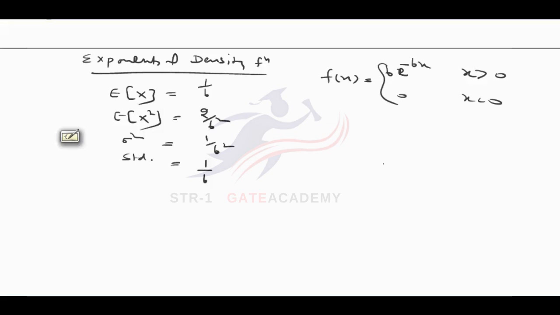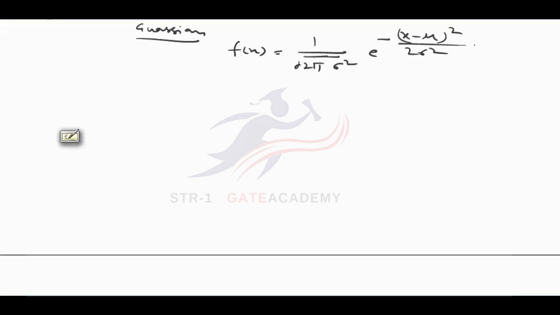Now we discuss an important function, the Gaussian density function, which is very useful in communication. Now we discuss the Gaussian density function on the next page. If a PDF is Gaussian in nature, then the function is defined in this way: 1 upon root of 2 pi sigma square, e power minus (x minus mu) whole square upon 2 sigma square, where mu is the mean value and sigma is the standard deviation.